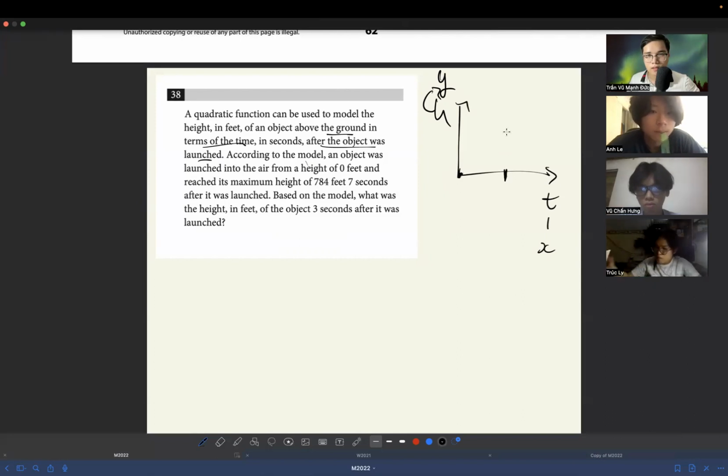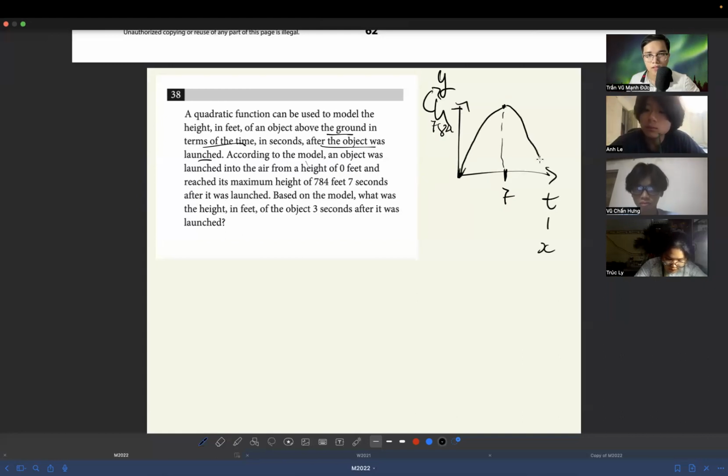So this is the highest point, 784 feet. And this is the second, the total time it needed to be launched to that height, 7 seconds. And it is modeled by a quadratic equation. So it's like this. 7 seconds later, this is the highest point, and look. Basically, this is the vertex, right? You have the coordinates of the vertex, 7 and 784. And when they give us the vertex, what do you think of first?